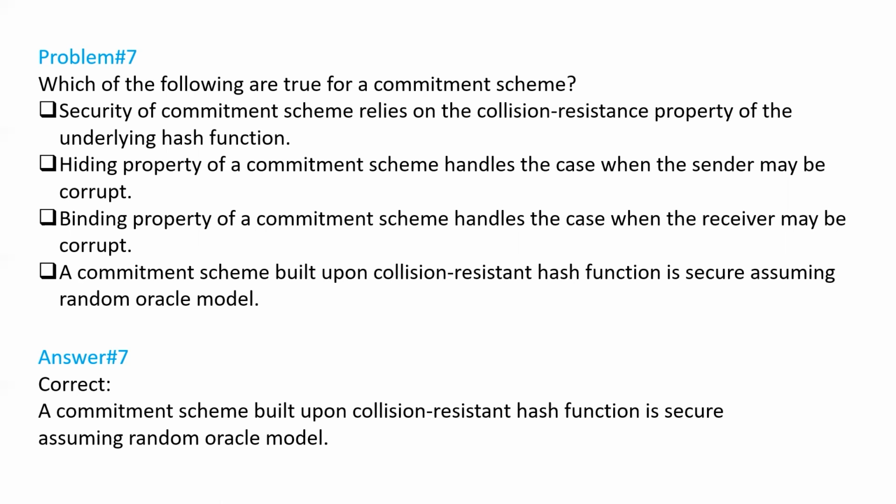So this statement is wrong actually. Hiding property of commitment scheme handles the case when the receiver may be corrupt, who tries to gain information about M by using C. So it should not be able to do that by hiding property of commitment scheme.